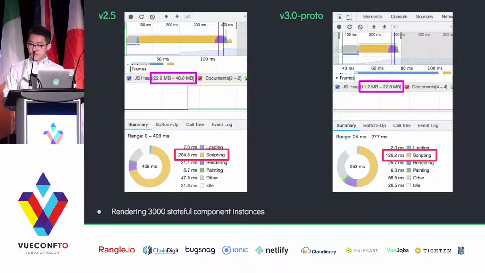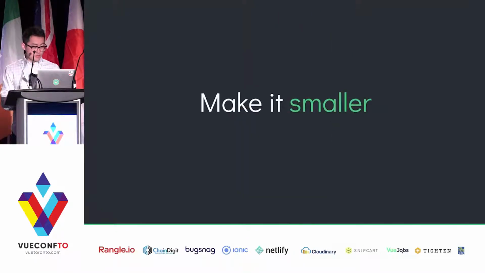Previously in 2.5, we are looking at around 280 milliseconds, fluctuating a bit around that, and 22 to 48 megabytes. And you can see we are using less than half the memory and less than half the time. This is time spent in JavaScript in your app. In other cases, we're seeing similar improvements too. So this is just making it faster. Okay, so now, make it smaller.